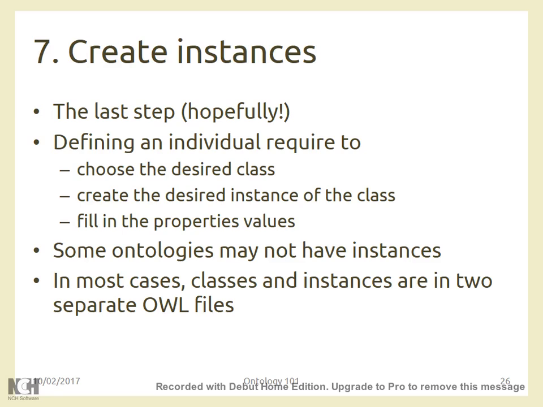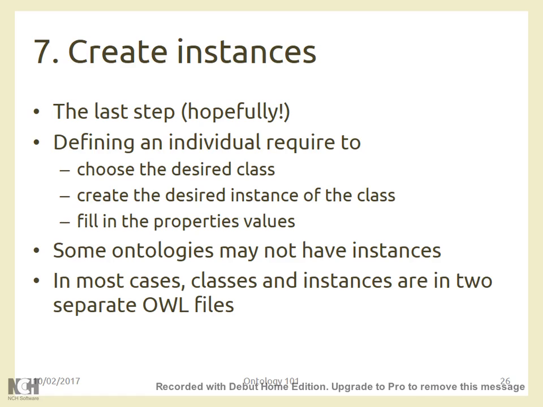In most cases, classes and instances are maintained in two separate OWL files. Why? Because in one ontology you store the classes, the knowledge representation, and in some cases you need different instances of those classes. So you create a separate ontology that stores only the instances. You have an ontology with all the classes, and then you create a new ontology that imports the previous one and defines the instances you need in that case. When you need other instances, you create another ontology that imports the class ontology and creates other instances, and so on. That way you have a domain representation that is independent from the specific application you are using.